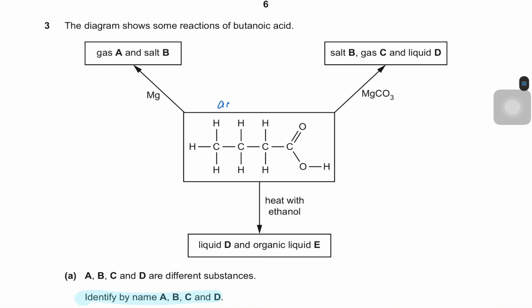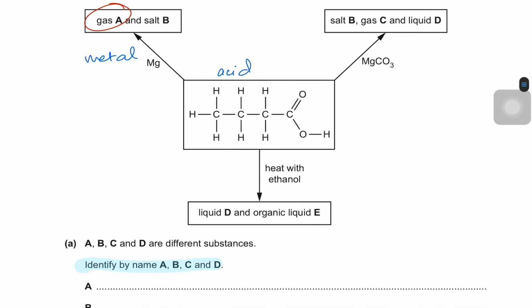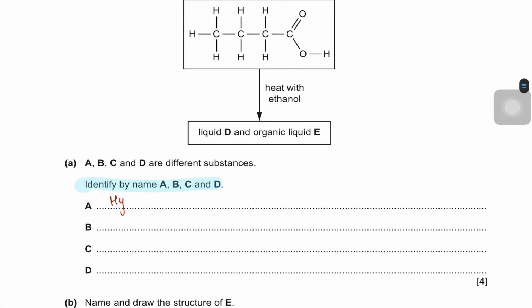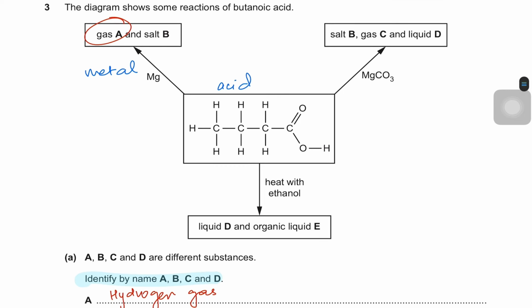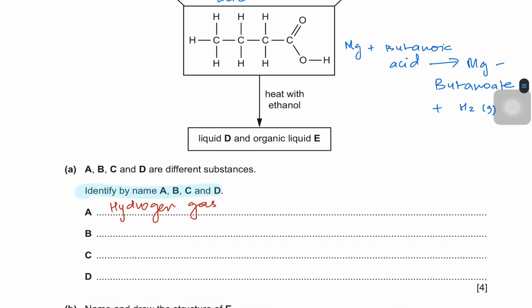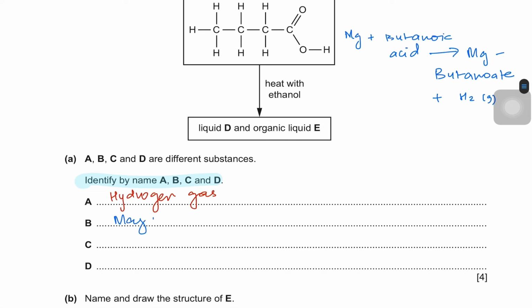When an acid reacts with a metal, you always get hydrogen gas. So A has to be hydrogen gas. Which salt is produced when butanoic acid reacts with magnesium? Magnesium plus butanoic acid should give you magnesium butanoate, and obviously hydrogen gas. So salt B is magnesium butanoate.